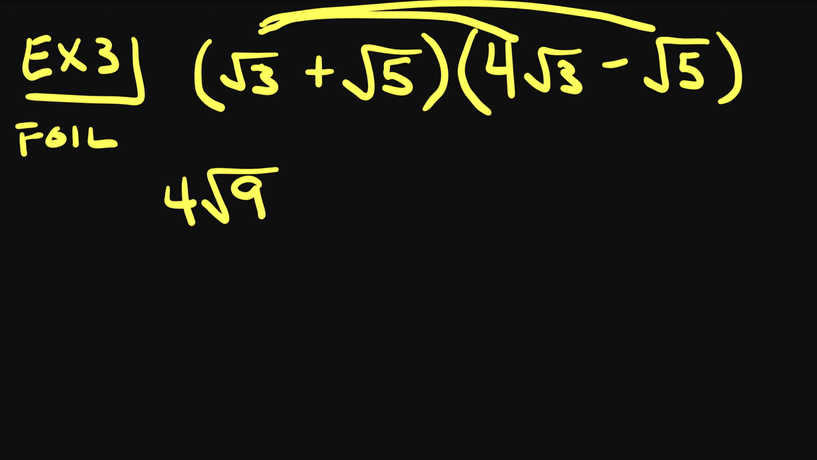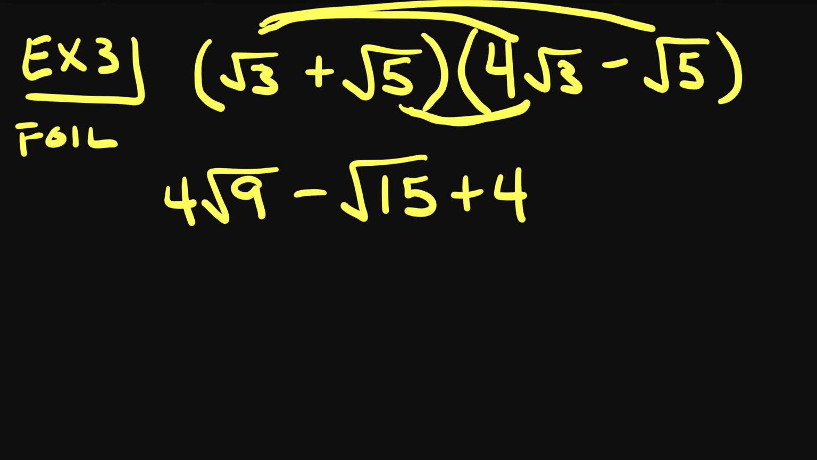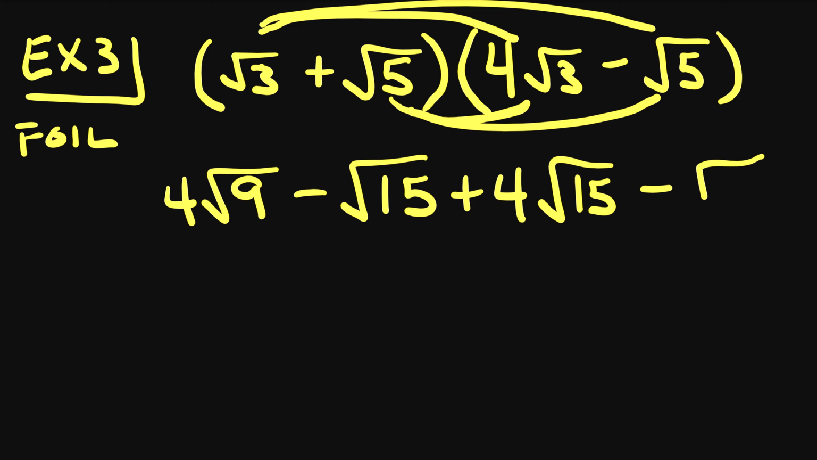So that's going to be negative square root of 15. So that's outside. Inside are these two, which is going to give me what? Positive 4 square root of 15. Okay, like that. And last will be the square root of 5 times negative square root of 5, which will be negative square root of 25.